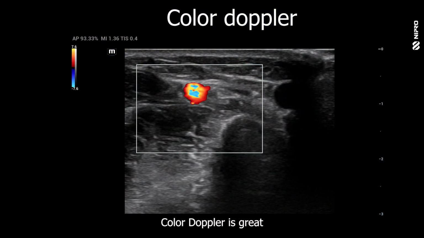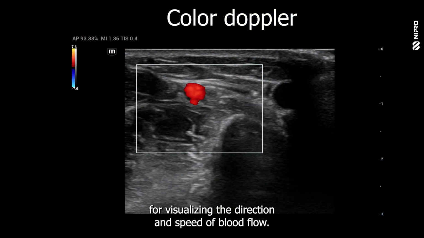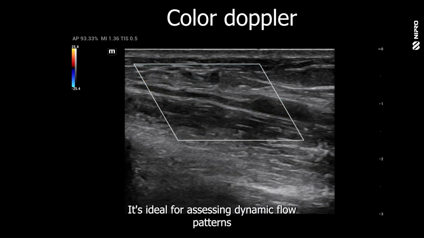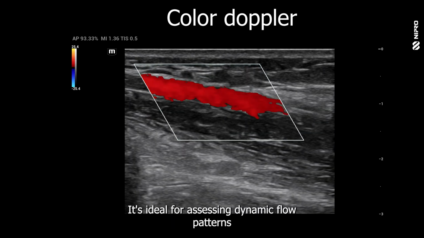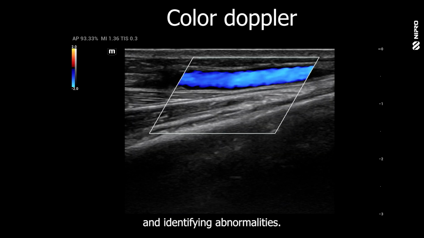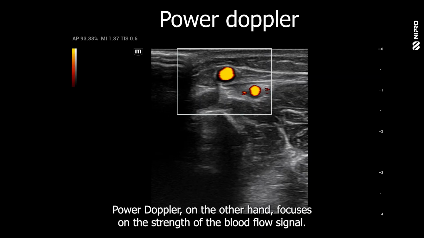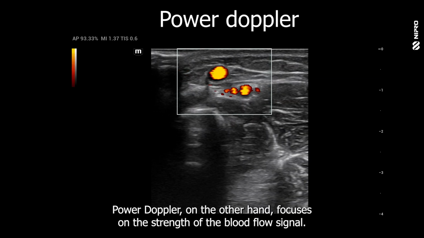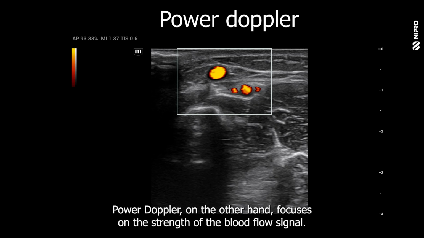Color Doppler is great for visualizing the direction and speed of blood flow. It's ideal for assessing dynamic flow patterns and identifying abnormalities. Power Doppler, on the other hand, focuses on the strength of the blood flow signal.